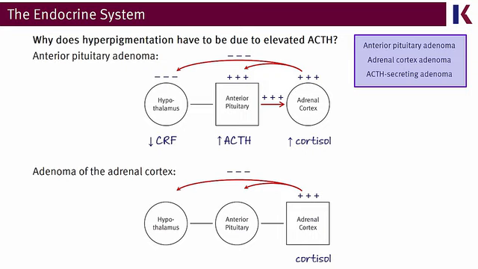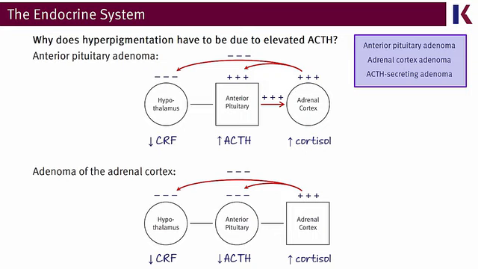Perfect. The brain here is in excellent condition, so a strong negative feedback by cortisol will lead to extremely low levels of both CRF and ACTH. So if we look overall at our hormone levels in an adenoma of the adrenal cortex, we would see low levels of both CRF and ACTH and high levels of cortisol. If, as we said earlier, hyperpigmentation does not appear in all cases of Cushing syndrome, then what can we infer about the hormone responsible for hyperpigmentation?